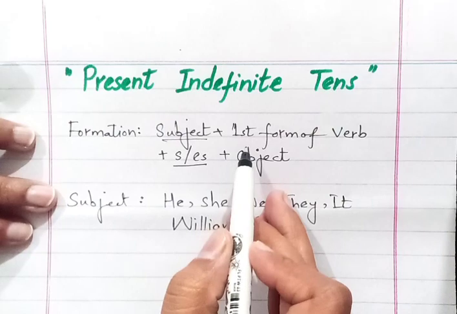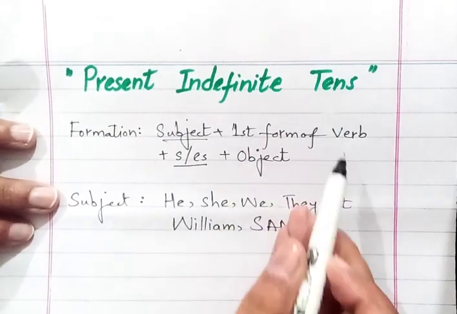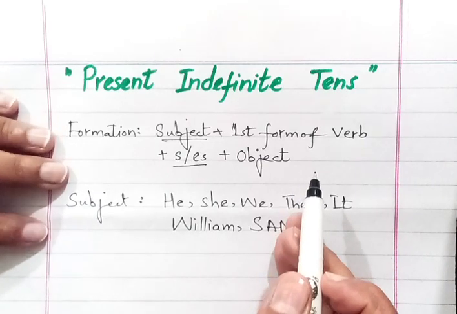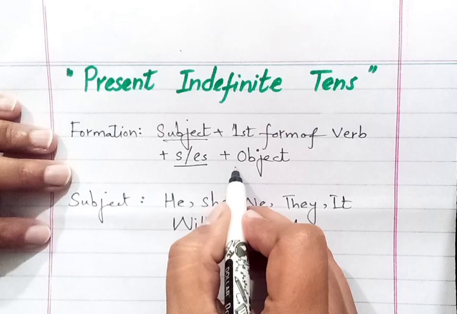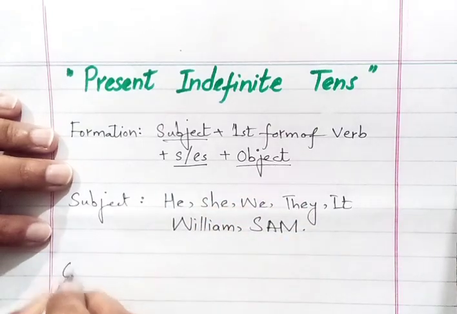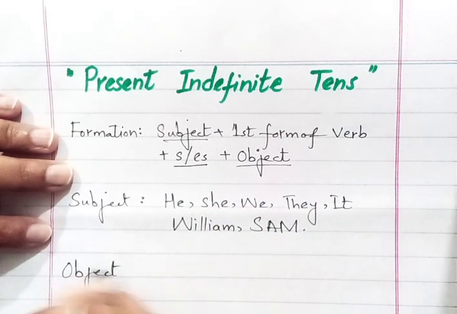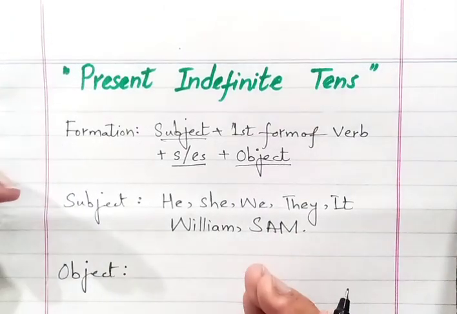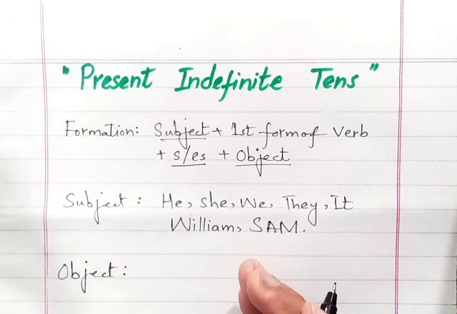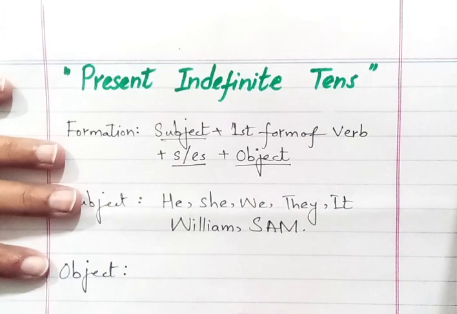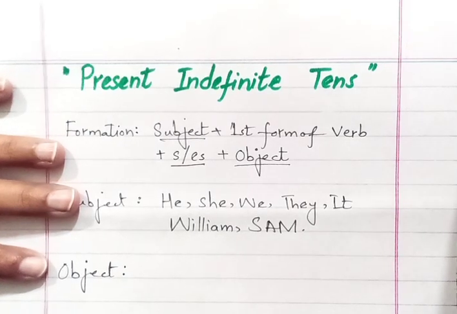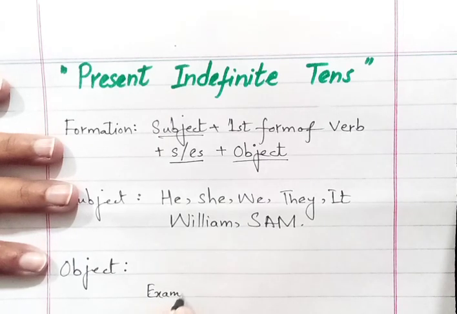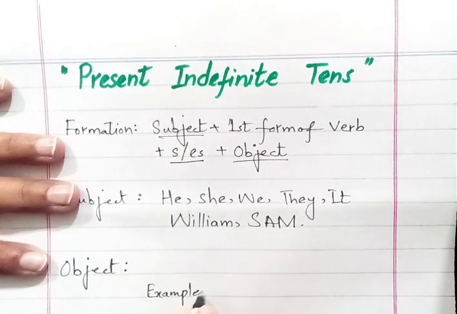Now we all know what is first form of verb, or what is verb. Alright, next we talk about what is object, right? Object can be any kind of work or any kind of activity that is being played in our present time. Now I'll show you some examples of present indefinite tense.